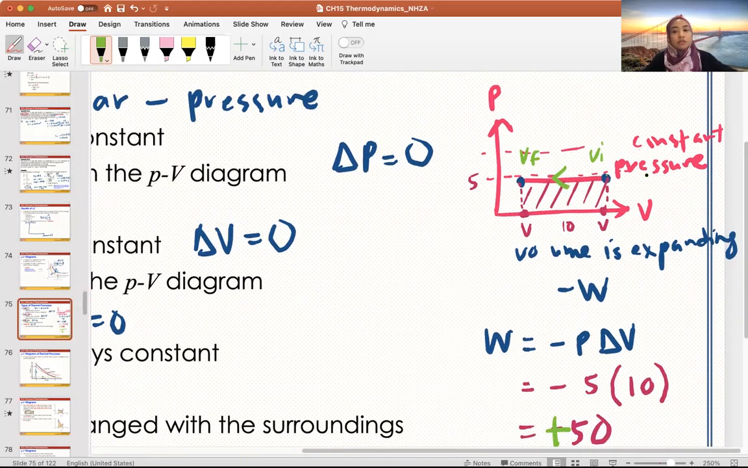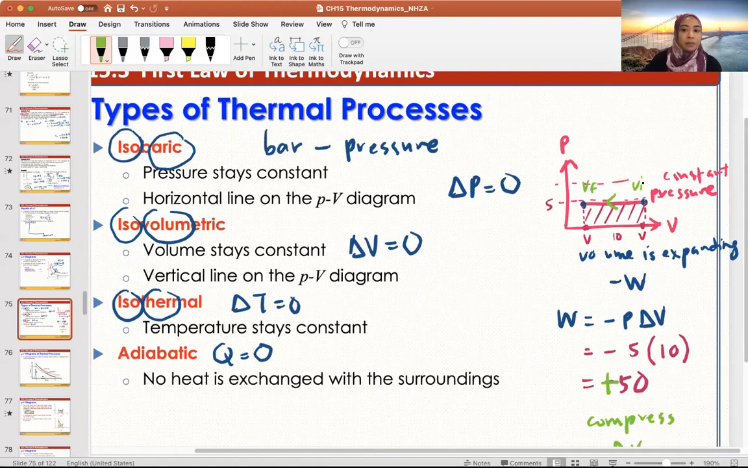So it depends whether I'm expanding or compressing. Even though I have the same shape, even though the area is the same, I need to know whether it's expanding or compressing. If it is expanding, my gas is doing work. So positive delta V means negative work. If my gas is compressing, negative delta V, which means that I am doing positive work. Okay, later we will look at more examples of this graph.